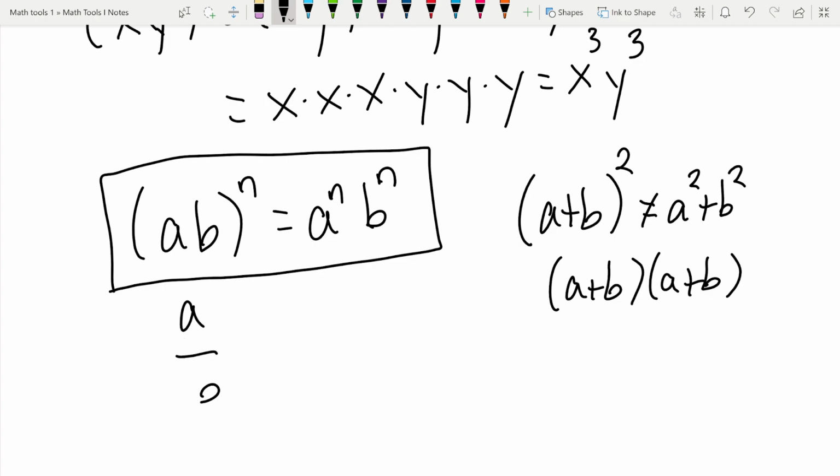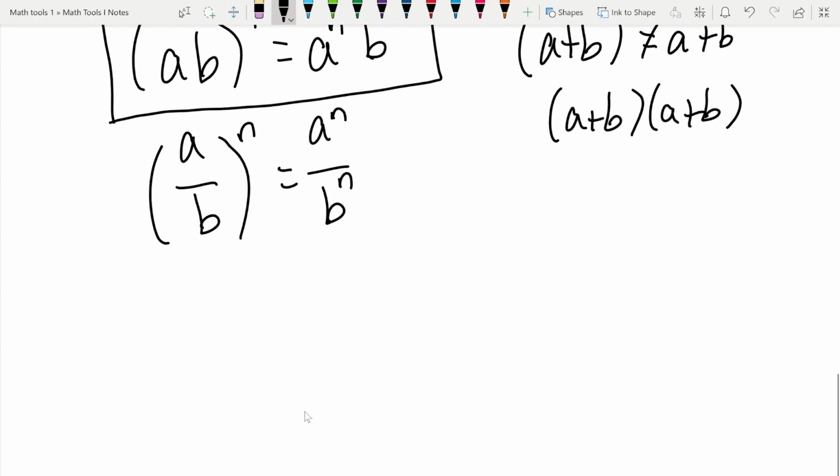So we can show it similarly for if you have a divided by b to the n, this will be a to the n over b to the n. And that's easy enough to show just using the same method. So maybe that's a good one just to try on your own, just to see if you can show these properties. Okay.